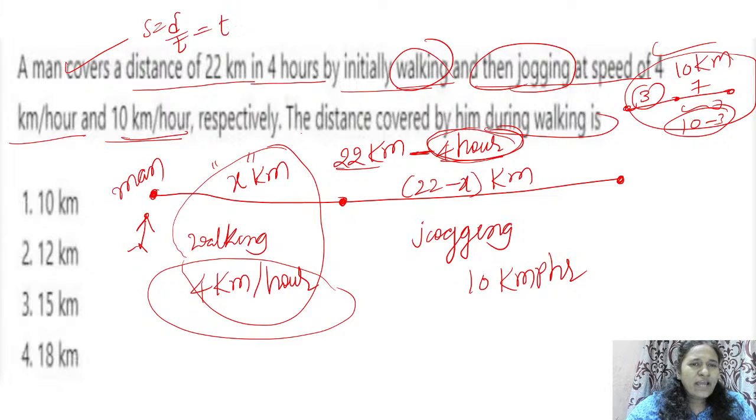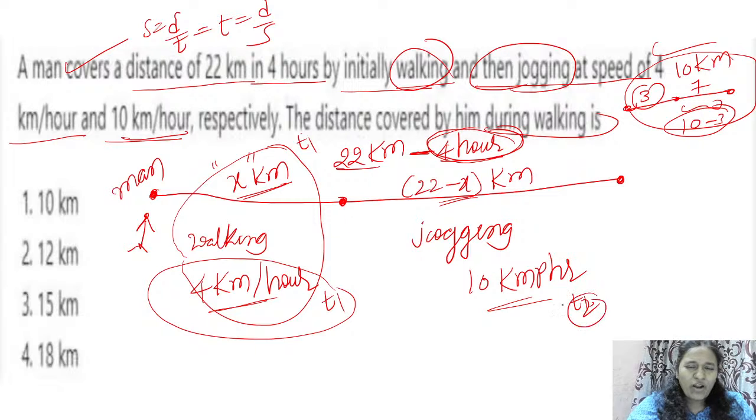That means time is equal to distance by speed. Here we know the distance and speed. Here also we know the distance and the speed. This total time, that means this is t1. If we do this t1 and t2, what we will get? The total time. We know the total time, right?